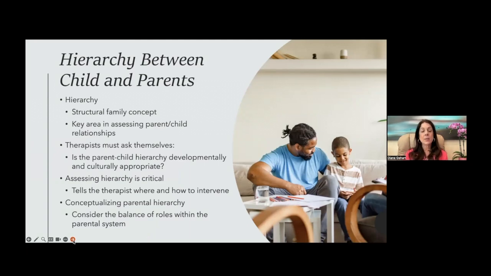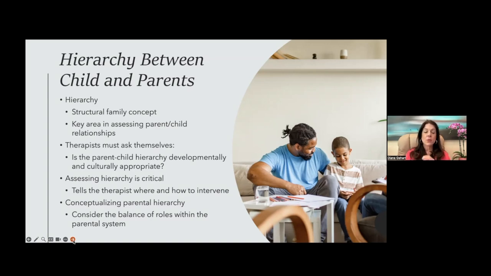Next, looking at the hierarchy between children and parents. This is a concept that comes out of structural family therapy, and it really is key in assessing parent-child relationships. And so the question is, is the parent-child hierarchy developmentally and culturally appropriate in this family system? What we see a lot of today, at least in the United States, is there isn't enough parental hierarchy. A lot of parents are too permissive, and you can end up with children who are very emotionally dysregulated, or their behaviors are dysregulated, children who are very anxious or depressed, or acting out. You can get all of them.